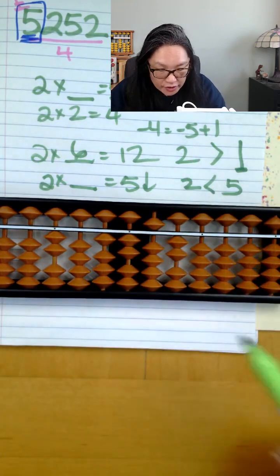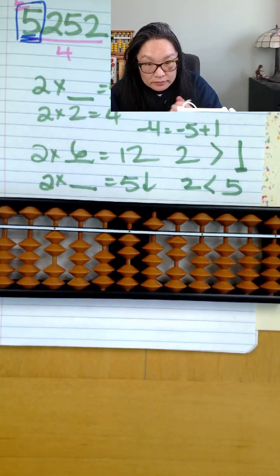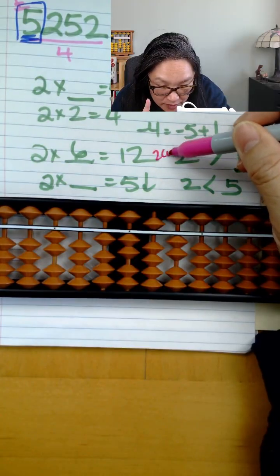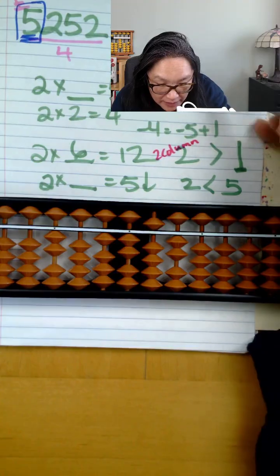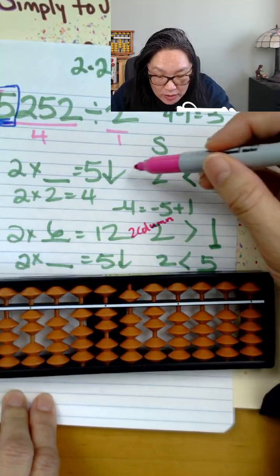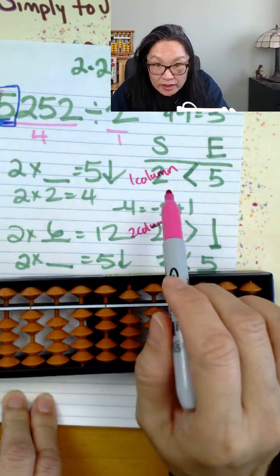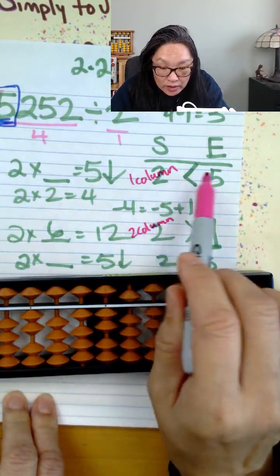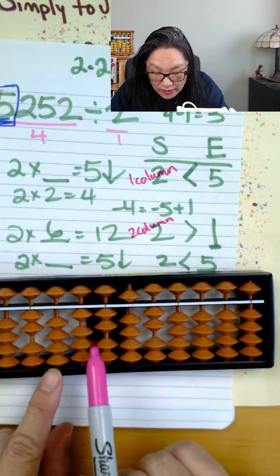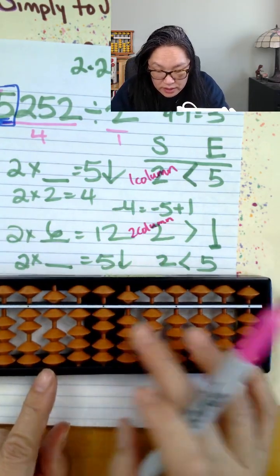So I should change color. Because the divisor is bigger, this is 2 columns. Because this is smaller, you do 1 column. So it matters who is bigger and who is smaller. Is it 1 column or 2 columns? That's why. So 6, right? Take away 12.